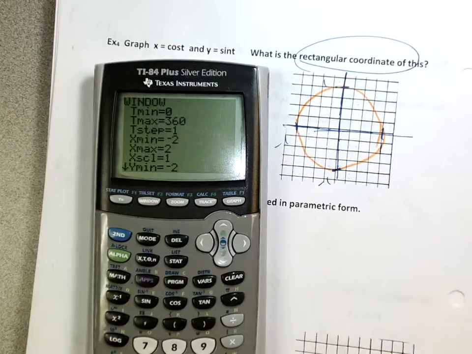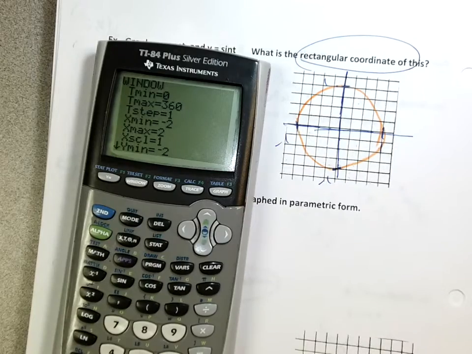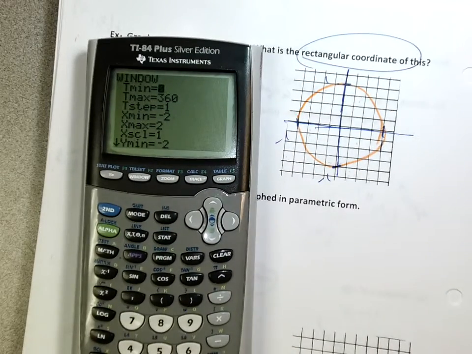There's my window. 0 to 360, because you guys said degrees. And what we found out is when we first graphed it, it was really itty-bitty. So then Nikolai said, well, let's just bring it in. And I thought, okay, good idea. Instead of negative 10 to 10, I went from negative 2 to 2. Okay, brought it in, right? So you can see it better.